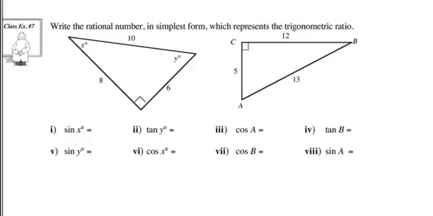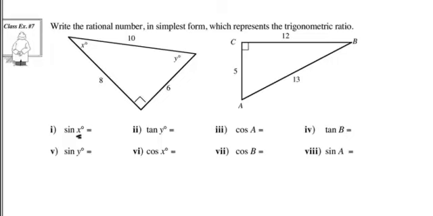Write the rational number in simplest form, which represents the trigonometric ratio. In this question, they want you to write the sine, the cosine, or the tan, the trig ratio, that relates to the angle in question. And what they're going to do is change the angle with each question. So for the first one, they want the sine of angle x.